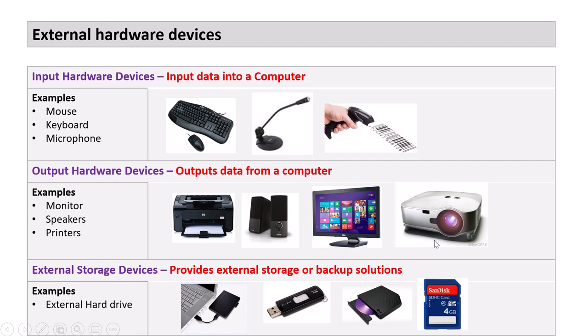The projector is also an example of an output hardware device. The third type of hardware device you have are the external storage devices. These provide external storage or backup solutions. For example, your external hard disk, your USB stick, CDs, external memory cards, these all provide you external storage. This is for extra storage, right? And we know these are external because these are outside the computer.